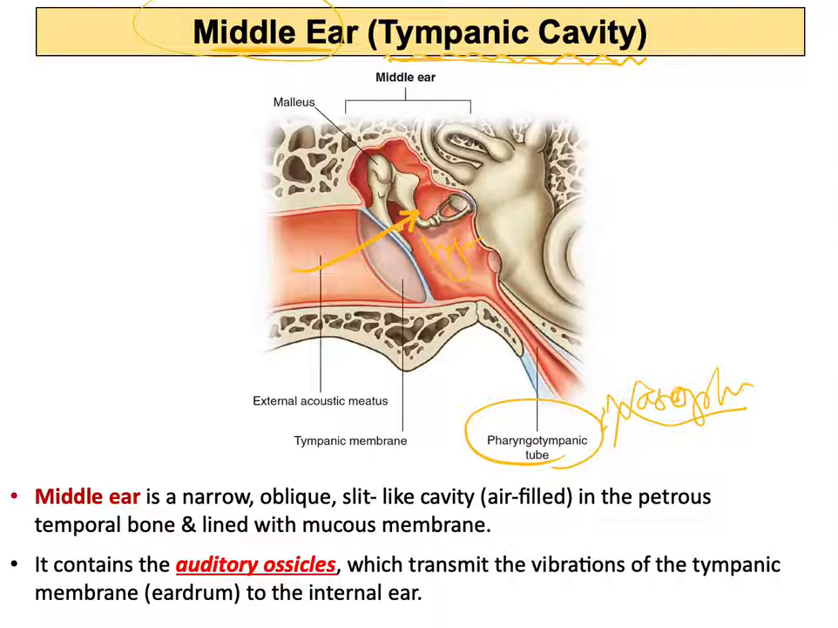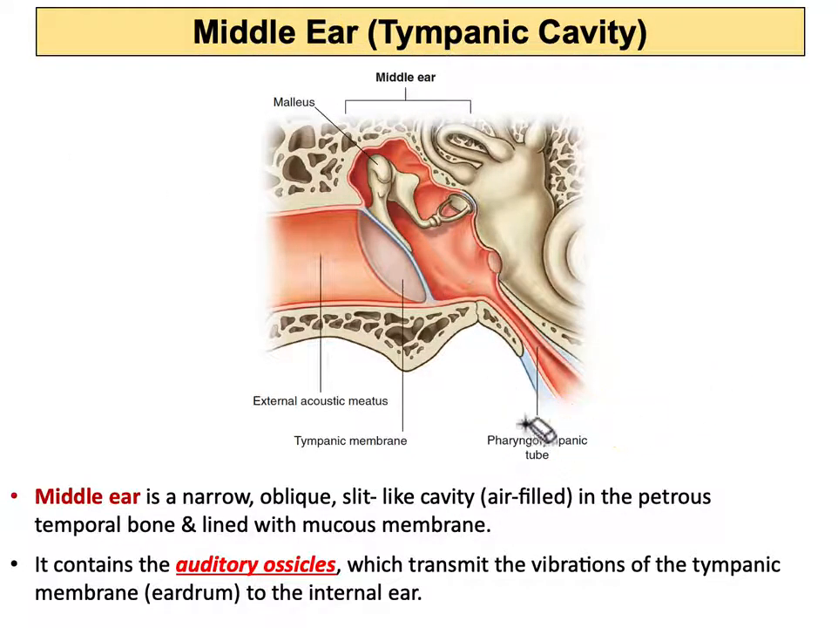Anyway, what's the nature of the middle ear? So it's a cavity, it's a structure. It's like a cavity, as you see here. It's like a room lined by mucous membrane and usually filled with air. So it's an air-filled cavity located in the petrous part of the temporal bone. You have to see on your atlas the petrous part of the temporal bone, right?